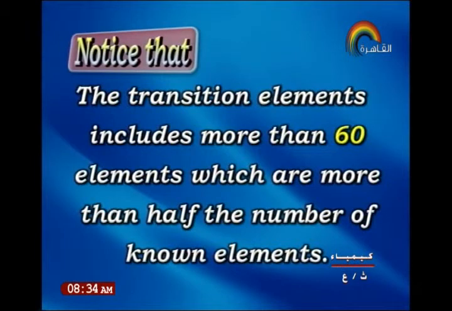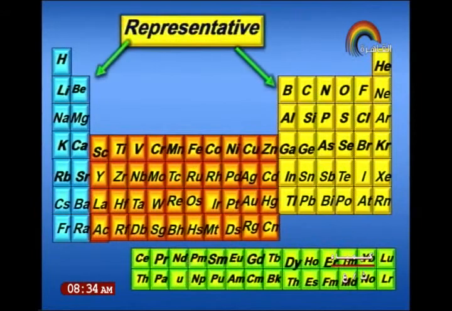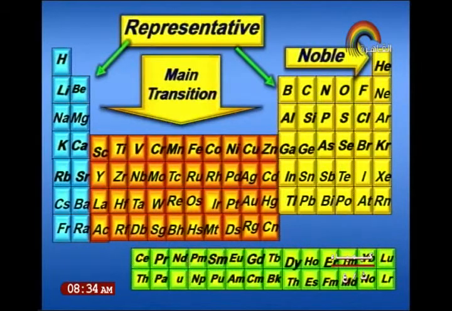Notice, my dear student, that the transition elements include more than 60 elements, which means that they are more than half the number of the known elements. As shown on the screen, the left and right sides are called representative elements, while the last column includes the elements called noble gases, the middle contains the elements called main transition elements, and below the table are the elements called inner transition elements.